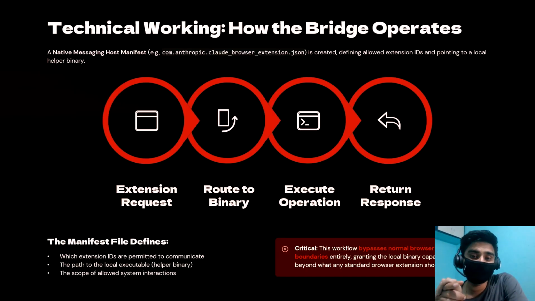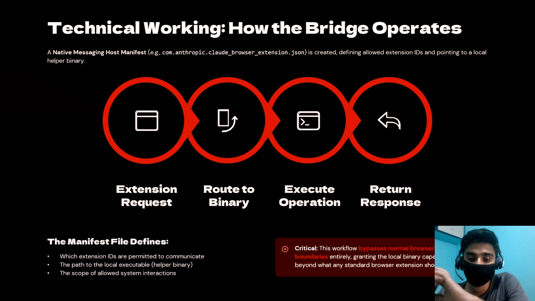Okay, so technical working: how the bridge operates. We need to discuss it as well, right? A native messaging host manifest, like com.anthropic.claude_browser_extension JSON, is created, defining an allowed extension ID and pointing to a local helper binary. Extension request, route to binary, execute operation, return response. The manifest file defines which extension IDs are permitted to communicate, the path to the local executable helper binary, and the scope of allowed system interaction. So this is what the manifest file defines.